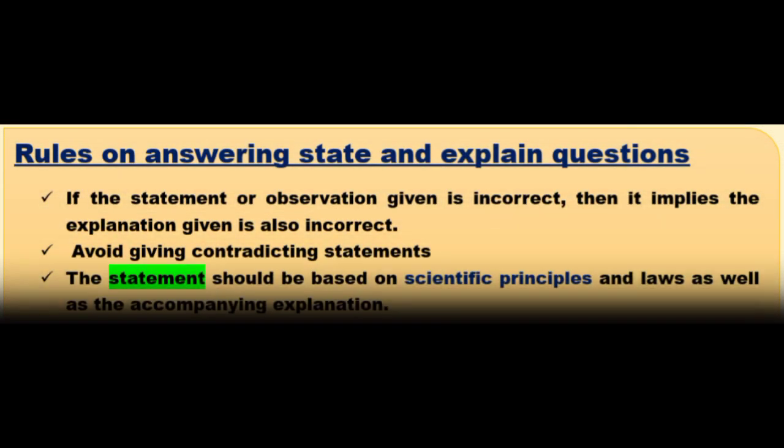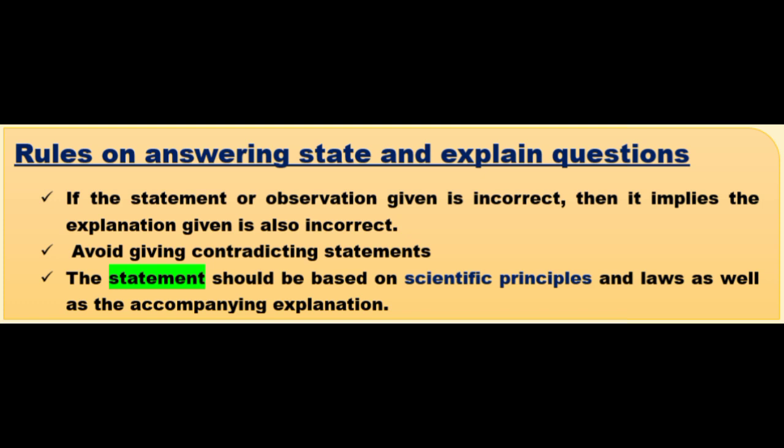Rules on answering state and explain questions. In state and explain questions, if the statement or the observation given is incorrect, then it implies even the explanation is also incorrect. Because you are stating and explaining, if what you have observed is incorrect, then even the explanation you give thereafter will also be incorrect.